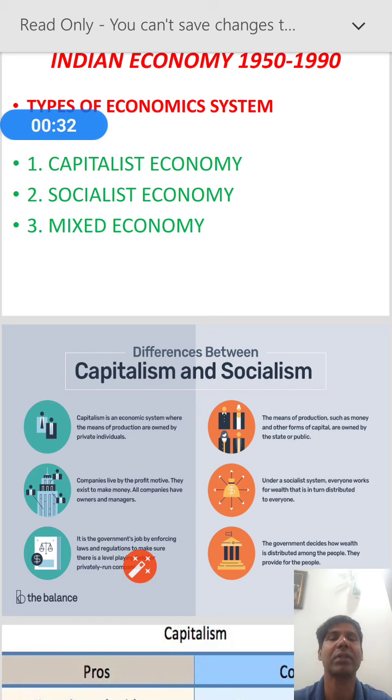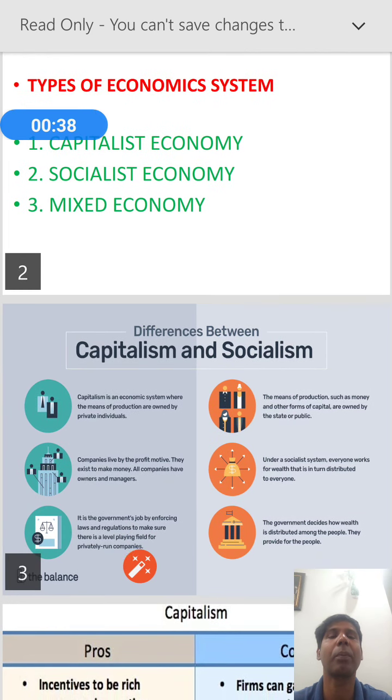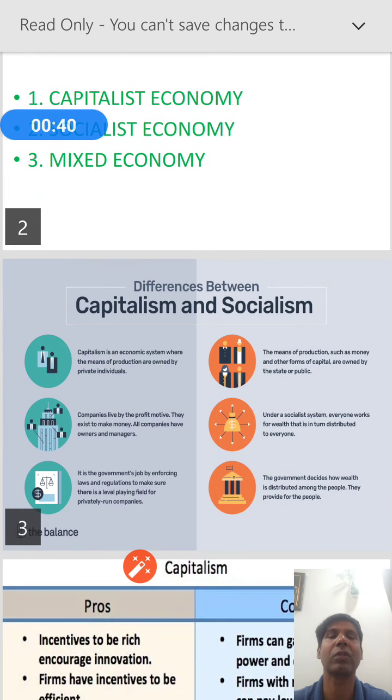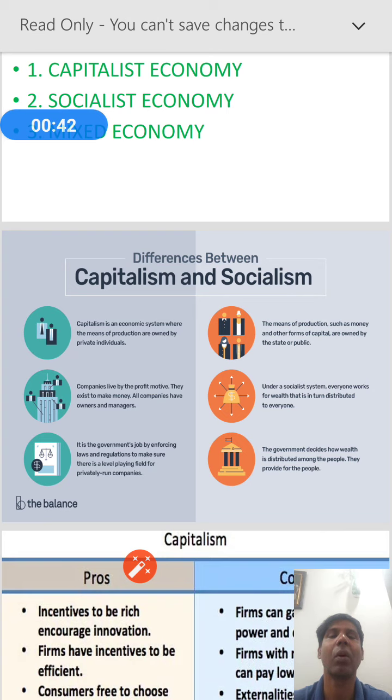What do you mean by capitalist economy? The capitalist economy means all the means of production and distribution are under the control of private owners. A socialist economy means all the means of production and distribution are under the control of government. And the third one is a mixed economy, where all the means of production and distribution are in both hands, the private hand and the government hand.